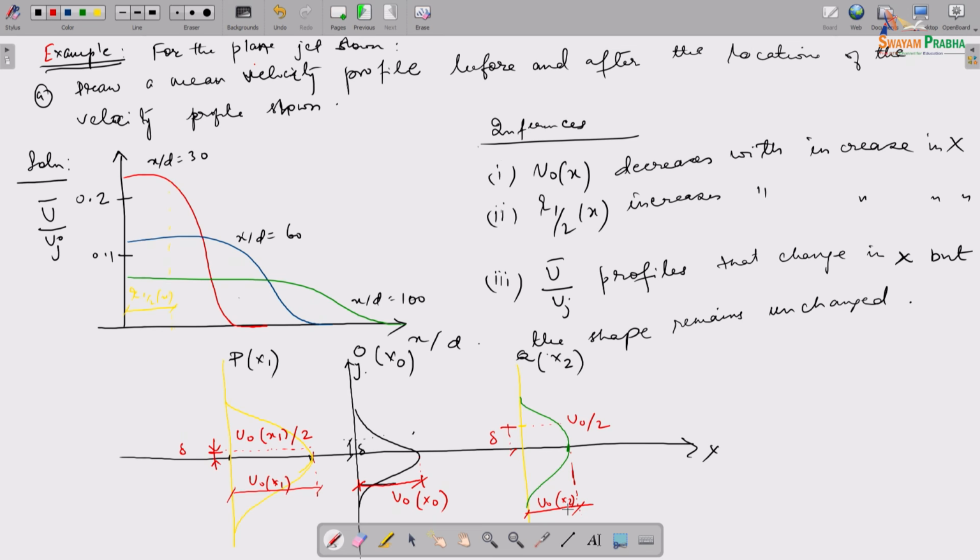is equal to u naught is x2, right? And so what we're saying here is this is u naught x2 by 2, right? So I think that's really the way I can draw this. So it was very simple, right?